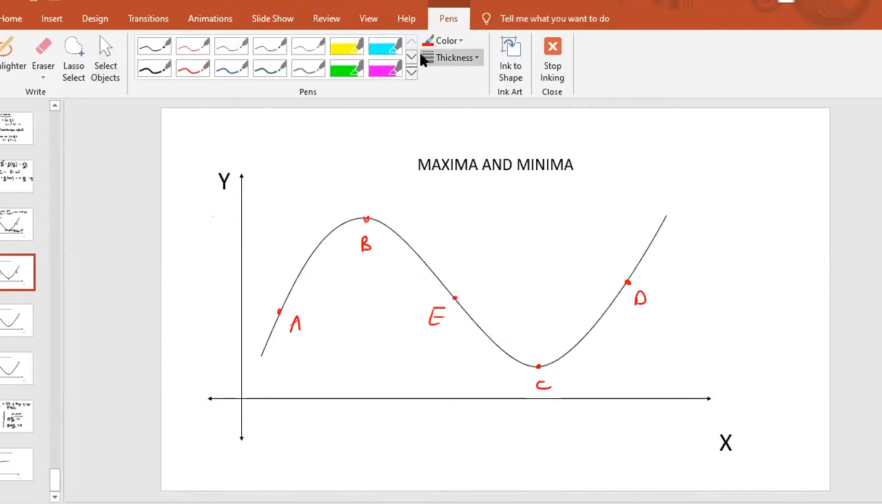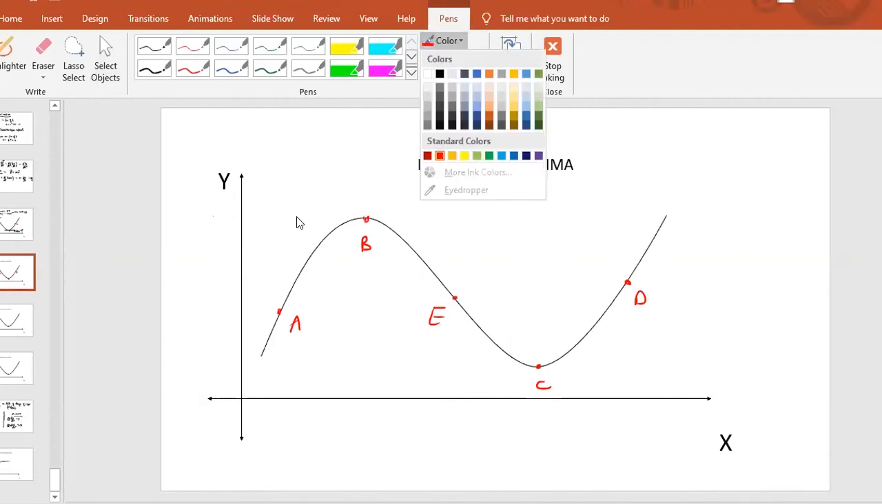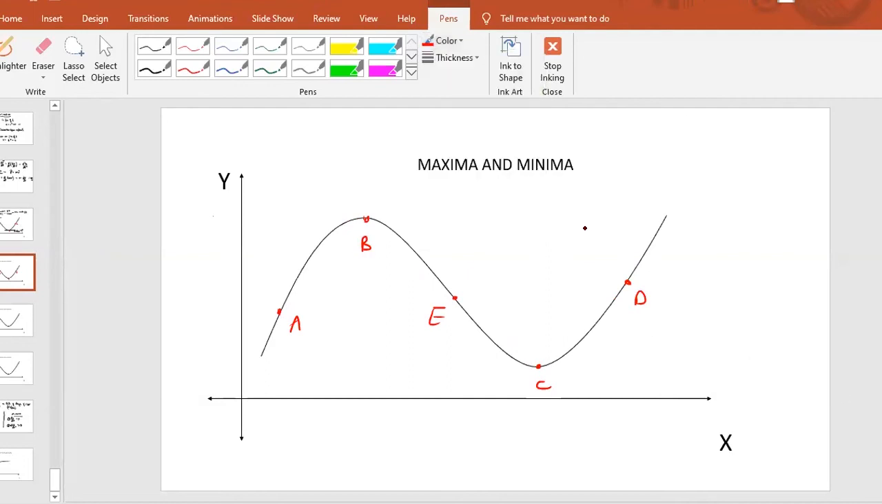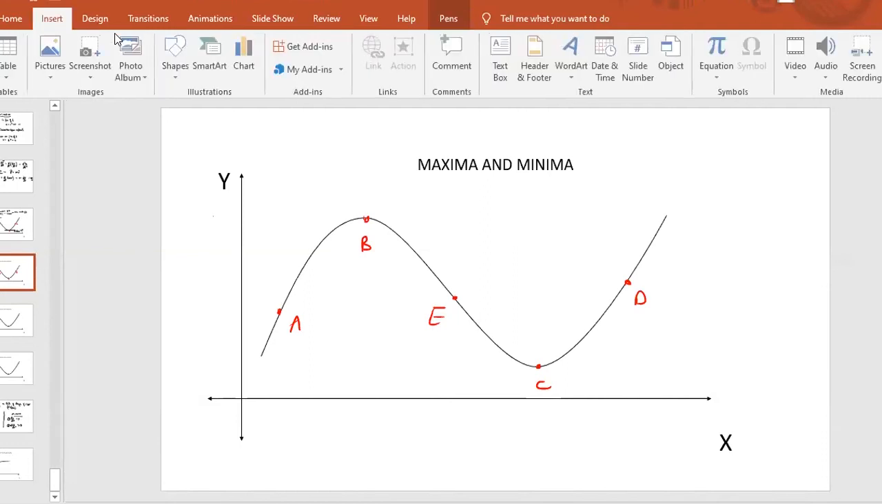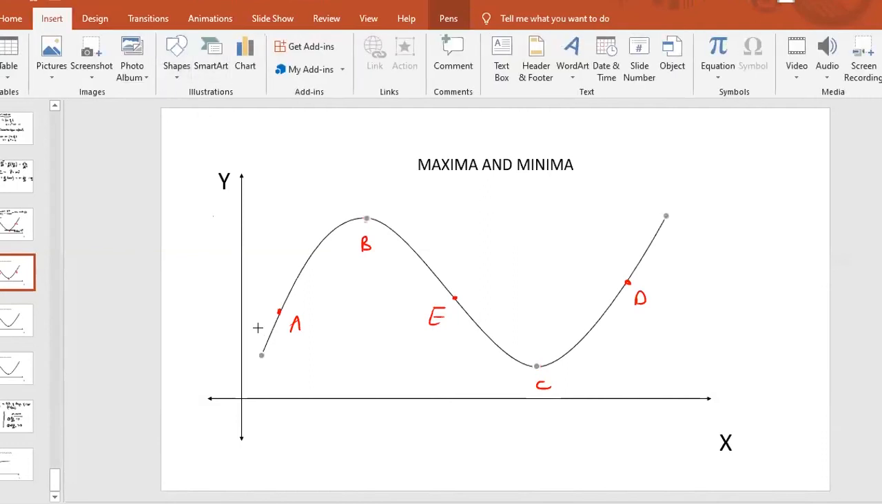Now the second condition says that for the maxima condition, you tell me, when I move from A to B, is the slope decreasing or increasing? Increasing or decreasing? The slope is decreasing. See, how can you prove the slope is decreasing? To find the slope, what do we have to do? We have to draw the tangent at point A.